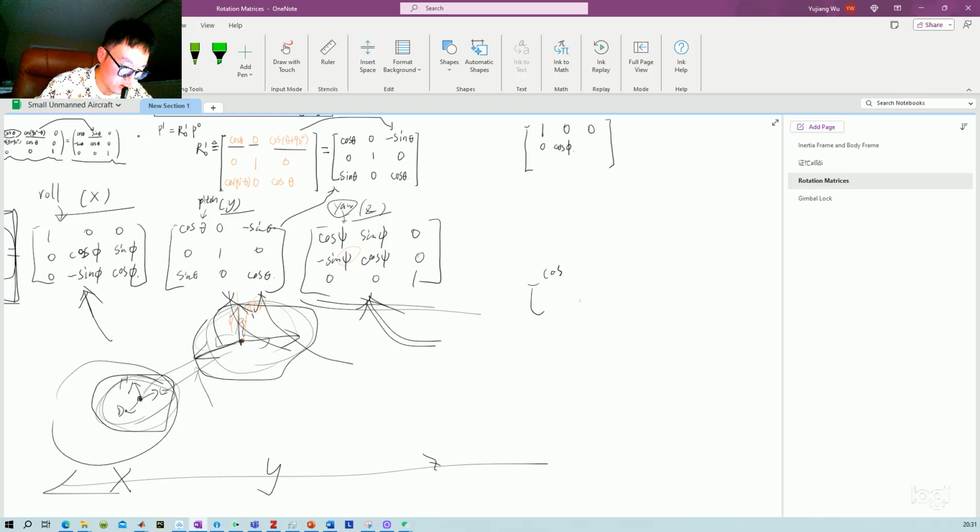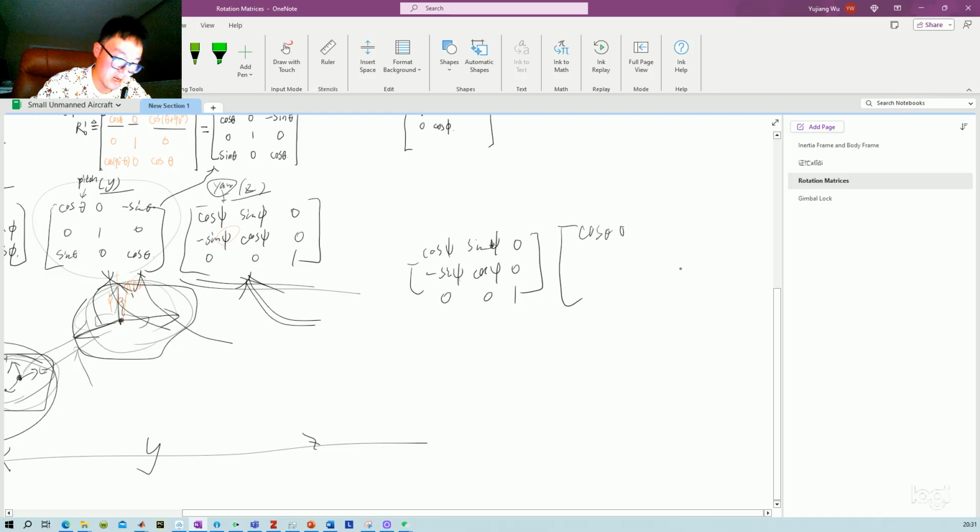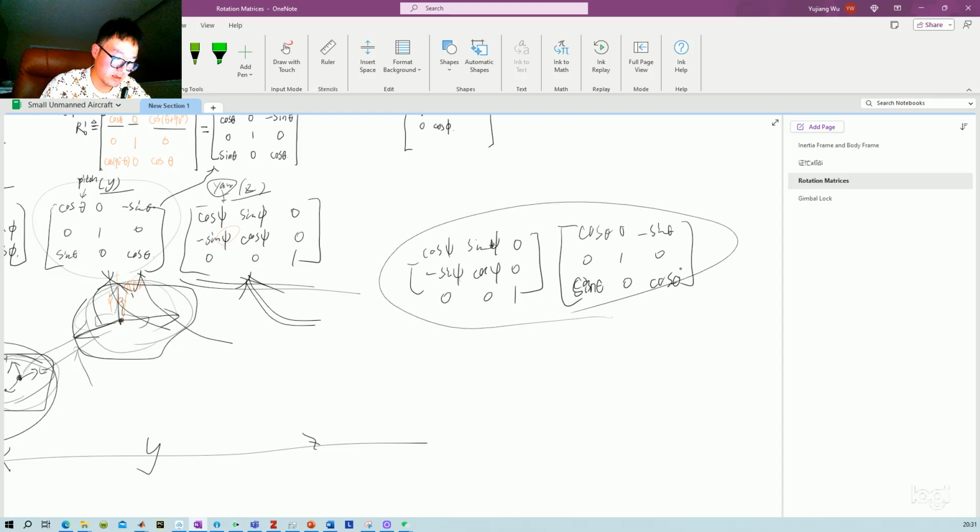Multiply this matrix: cosine phi, sine phi, 0; negative sine phi, cosine phi, 0; 0, 0, 1. You multiply this matrix first, with cosine theta, 0, and then negative sine theta; 0, 1, 0; sine theta, 0, cosine theta. This is just not the same as the other order if you do the math out, right? I will do it a little bit here.